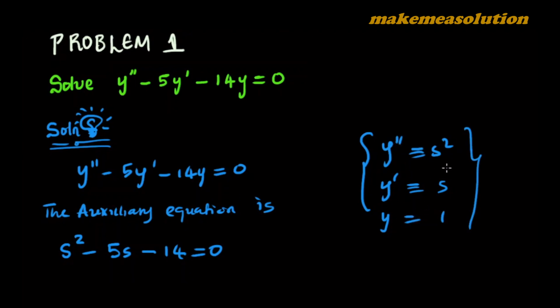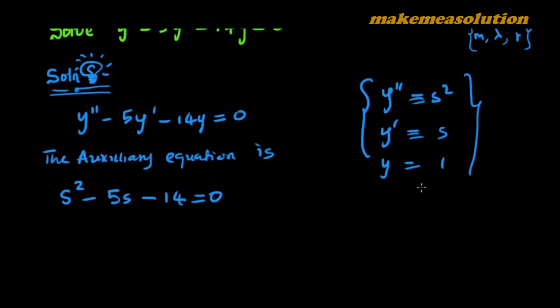Anytime you see y prime prime, replace it with s square. You may be using another variable for your auxiliary equation. You may be using m, you may be using lambda, you may be using r. There are in fact a plethora of choices to use for your auxiliary equation's variable, but I love using s, not just because of Laplace transforms, but because it reads a lot of meaning into the nature of auxiliary equations. Now you get to discover that later on.